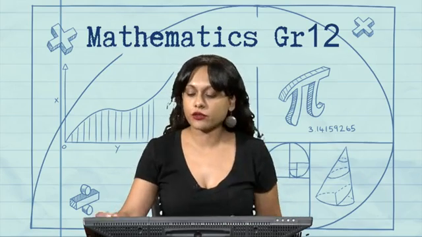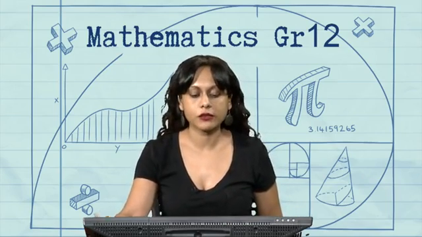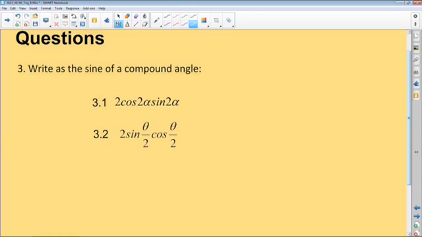Okay, so here it was just a straightforward application of the formula that you had to use. You had 2 cos 2 alpha times sine 2 alpha, and let's write this as sine of a compound angle. So I know from my formula that if I've got sine of 2 alpha, that's the same as 2 sine alpha cos alpha. As long as these angles are the same, you can then use your double angle formula.